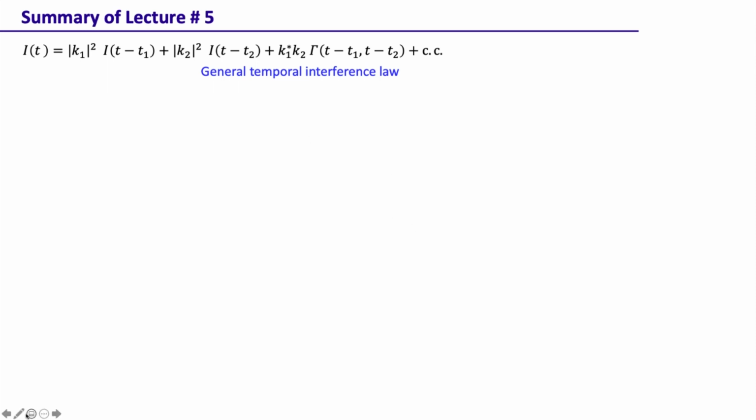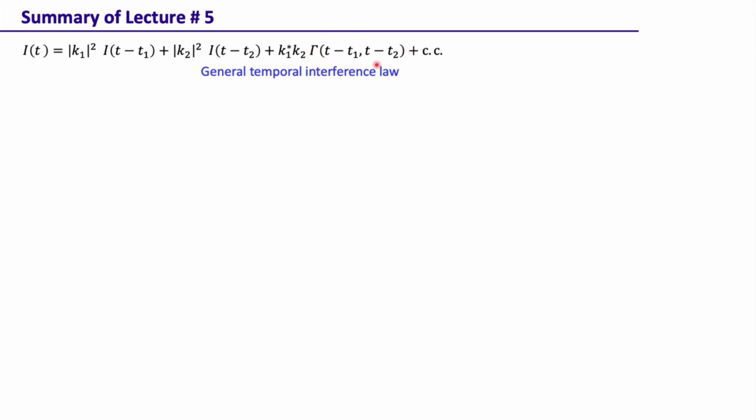Here the main question we ask in the temporal interference is: what is the correlation between the field vibrations at 2 points that are separated in time by t2 minus t1? The general methodology is that one picks up fields from those 2 points and then combines them through an interferometer, and then the intensity at the output port of the interferometer contains this correlation information.